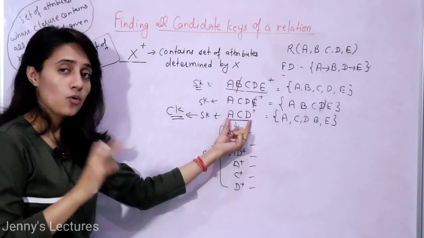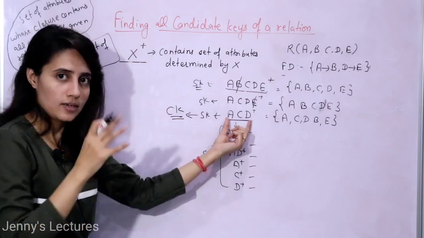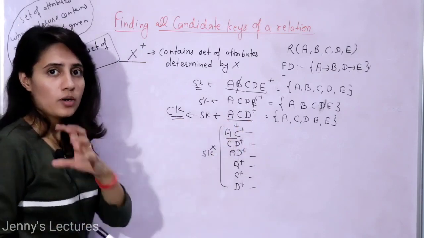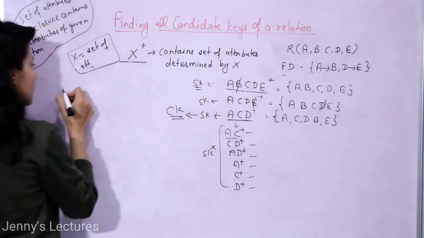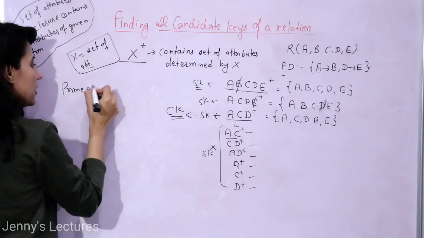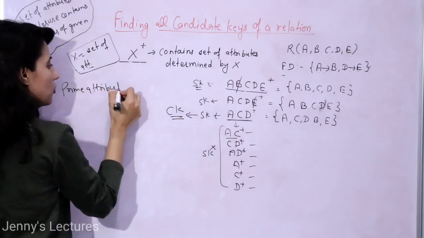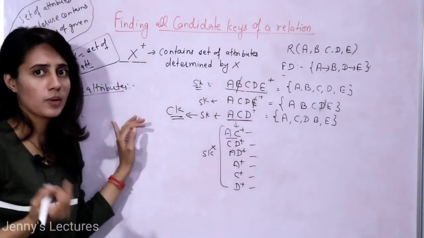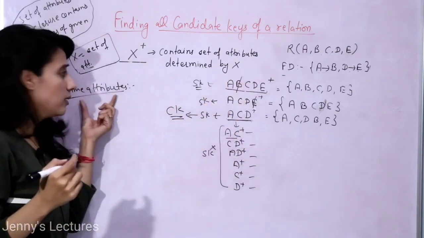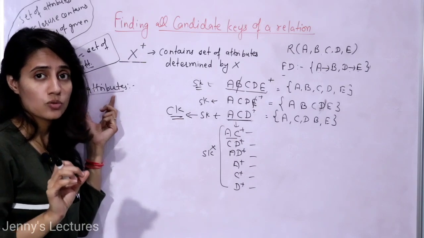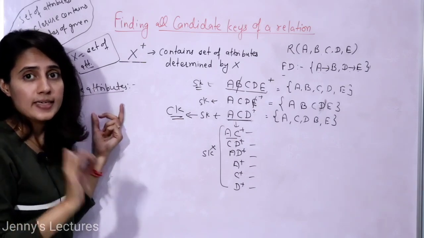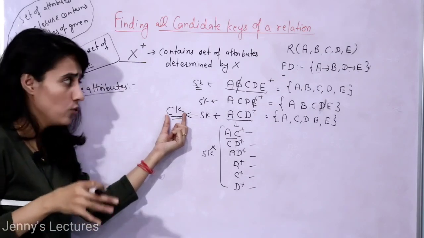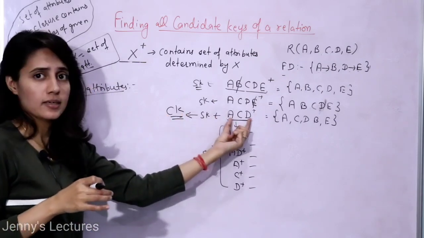I am not saying that it is the only candidate key. Still we need to check this thing. Now here one more term is there, that is prime attributes. Sometimes they can ask you what the prime attributes are. Tell me the candidate key, the number of candidate keys, as well as what the prime attributes are. So prime attributes are those attributes which are part of a candidate key. Now at this point of time, I have only one candidate key, that is ACD, right?